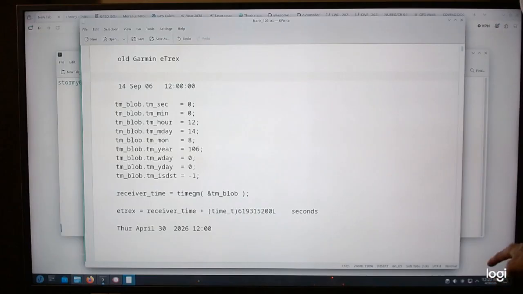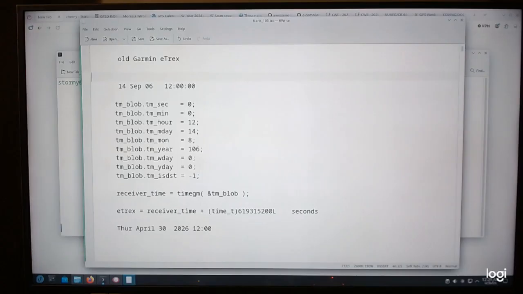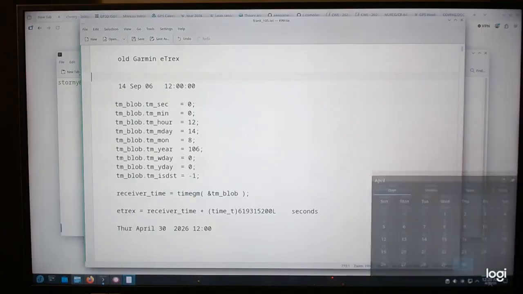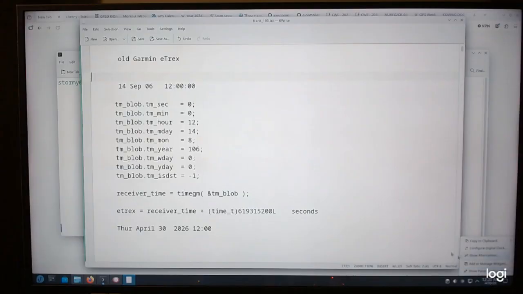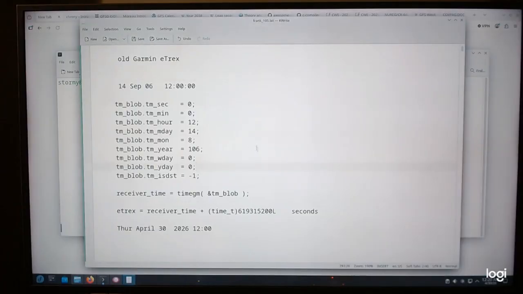Can you see that time there on this computer? Let me blow that up right over here. Does it say the time? It says the 30th. I thought it was supposed to say that. You can't really see it very well, but it's April the 30th. So I just put 12 right there for the hour.